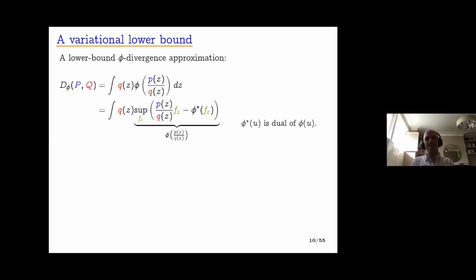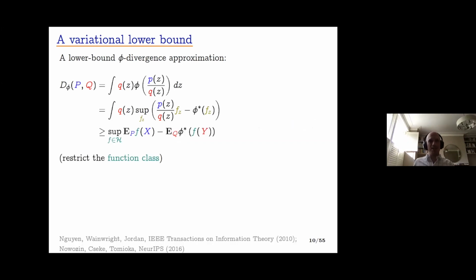But now let's say that I use, rather than an arbitrary f(z), a restricted class of f(z). So a smoother class, for example. Then this is going to be a lower bound on my phi divergence. So if this calligraphic H is a smooth function class, then I'm going to end up getting a lower bound on my initial phi divergence, which is the expectation under p of the smooth f at x minus the expectation under q of the dual function of f at y.